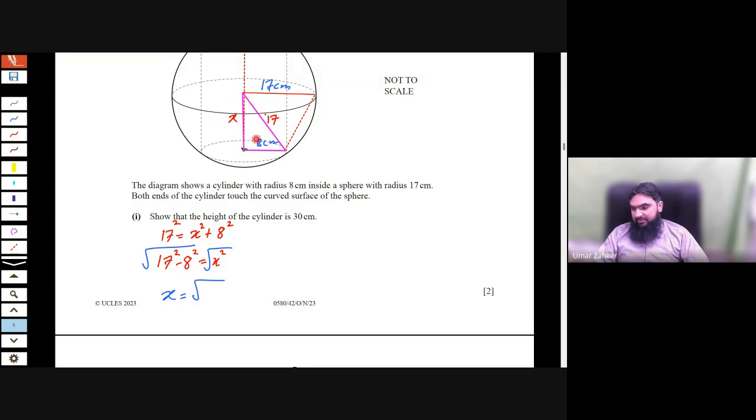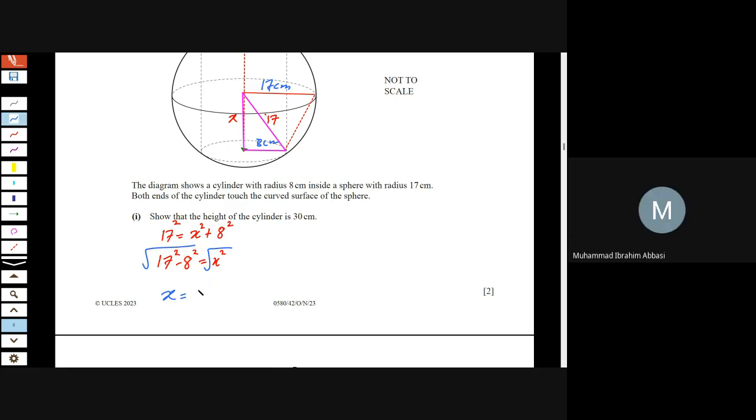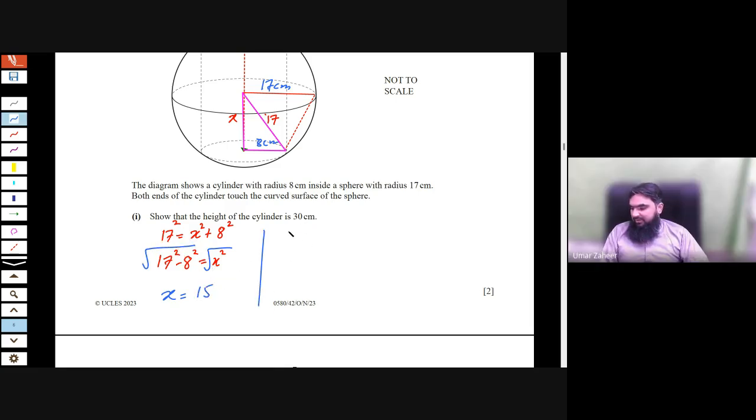It must be 15 if it is 30. Yes, this is its value. 15. It is 15? Yeah. So 15, then we'll use 15 times 2, and we get 30. The height of the cylinder will be equal to 2 times the height, that will be 30 centimeters. Yes, everyone, is it clear?